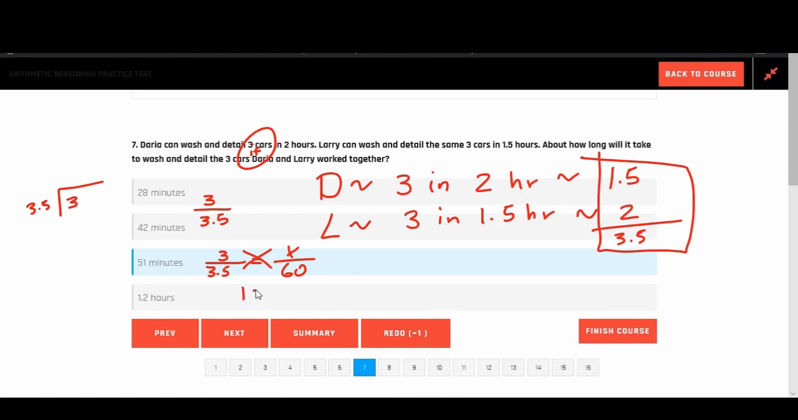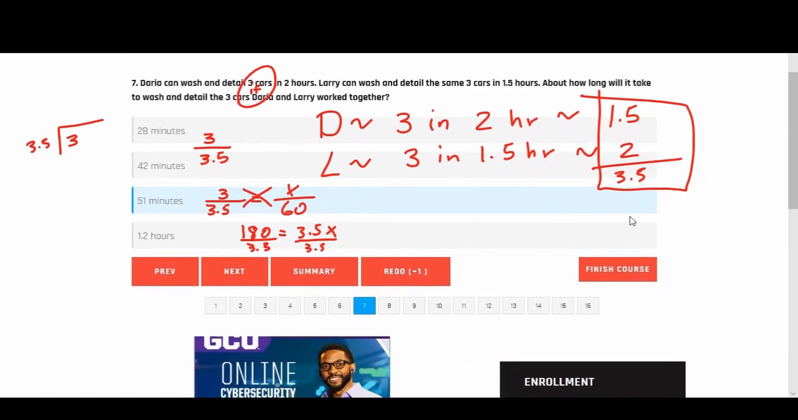3 times 60 is 180. 3.5 times x is 3.5x. Now we're solving for x, so we're going to divide both sides by 3.5. Okay, so now this problem becomes 180 divided by 3.5.